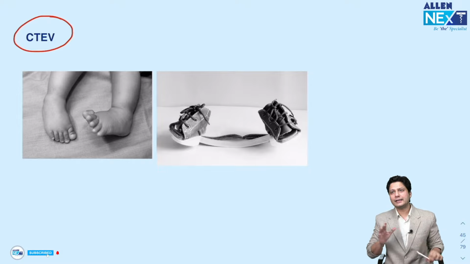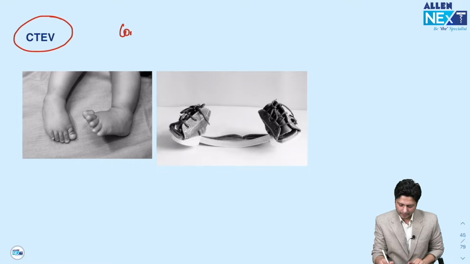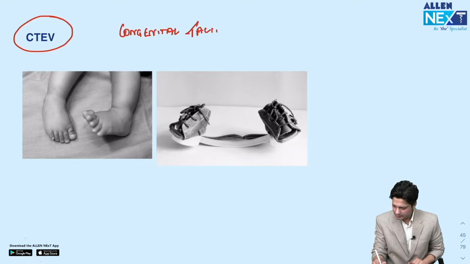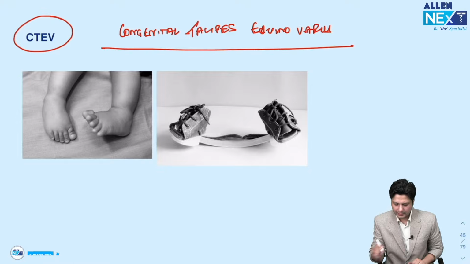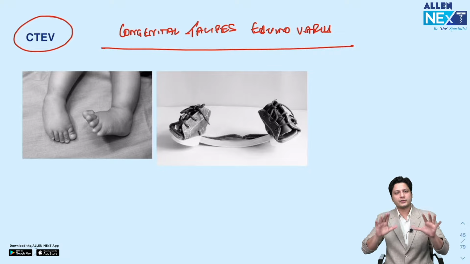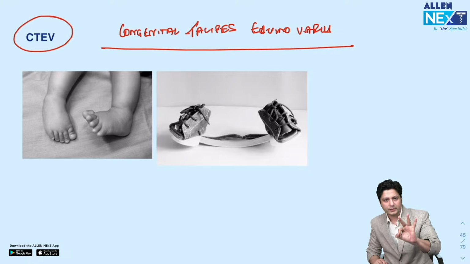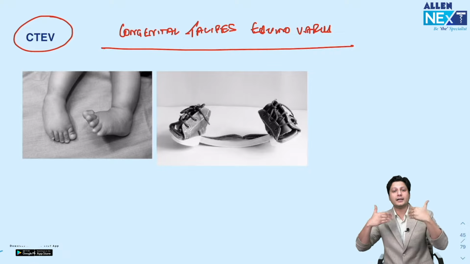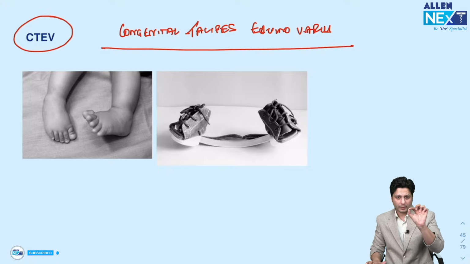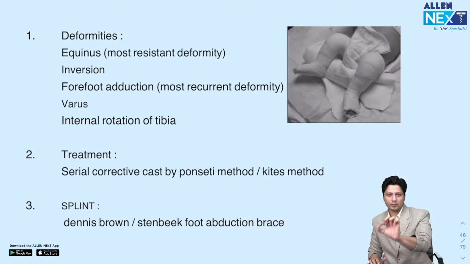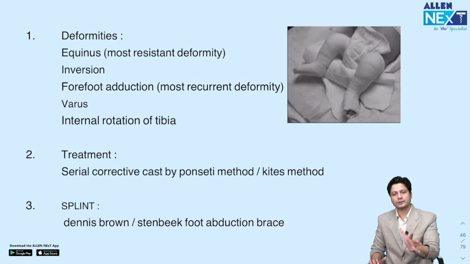First of all, CTEV, the full form is congenital talipes equinovarus. Now, related to this condition, there are only 3 points that you need to remember. Point number 1, identification: how will you identify a CTEV foot? Point number 2 is the deformities, and point number 3 is the management.